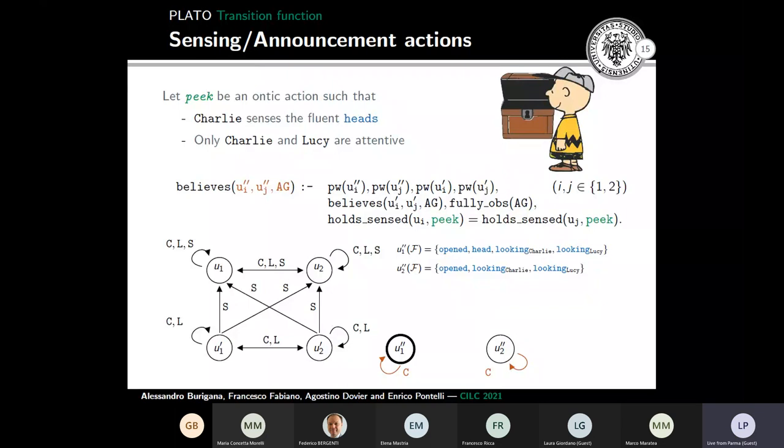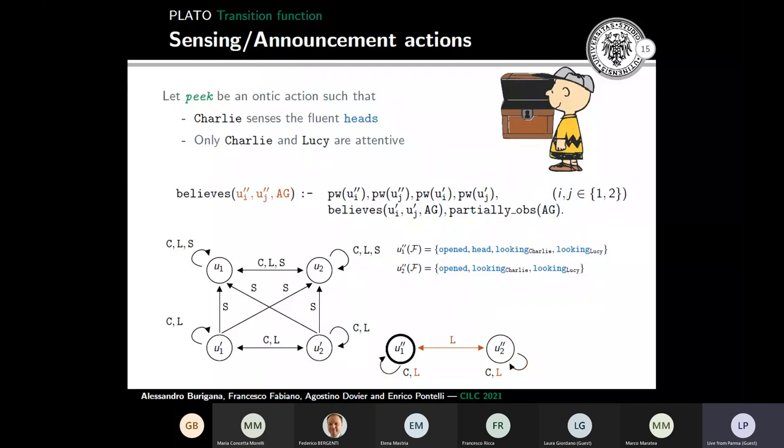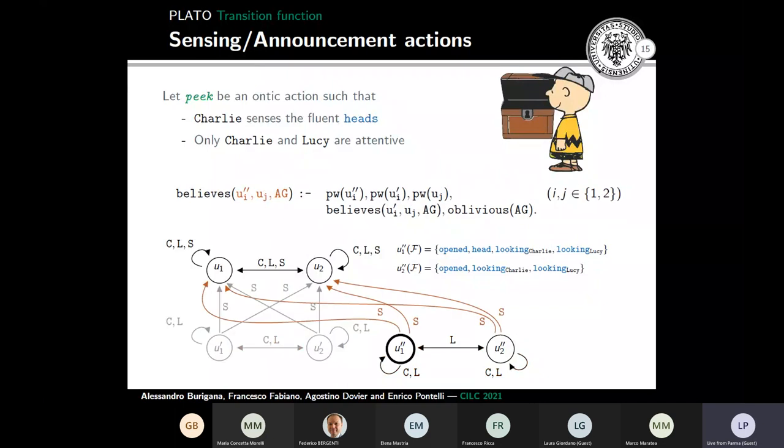And the idea is simple. Since Lucy is partially observant, she does not know, so we can see that she is not aware of which one of these two worlds is true, but she knows that Charlie knows. So we have to keep this self-loop here in U2 second to maintain the perspective of Charlie with respect to the perspective of Lucy. Okay, this is an important step. And similarly to before, now we have the beliefs of Snoopy updated as follows.